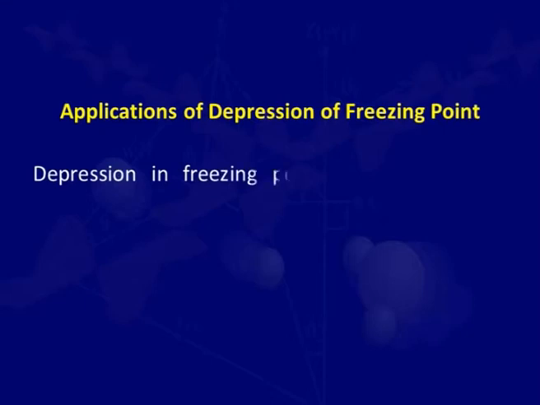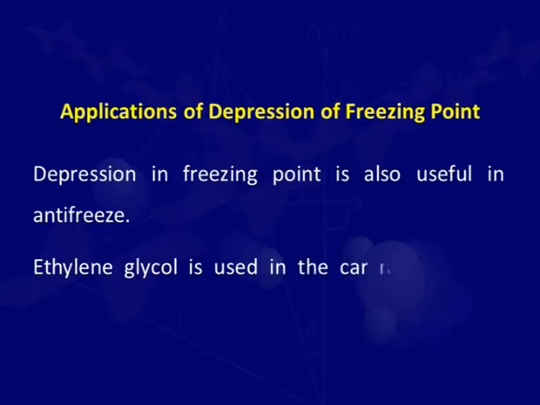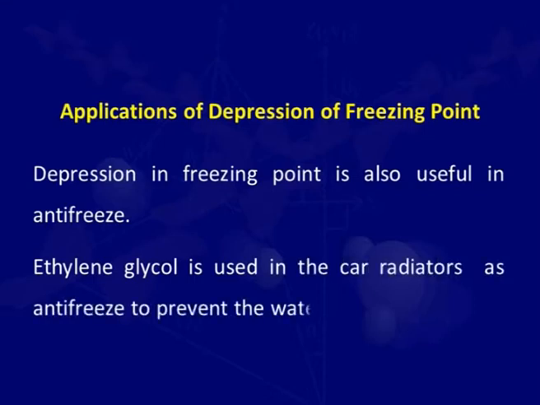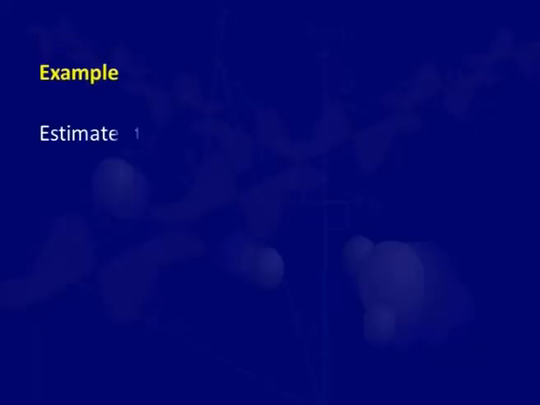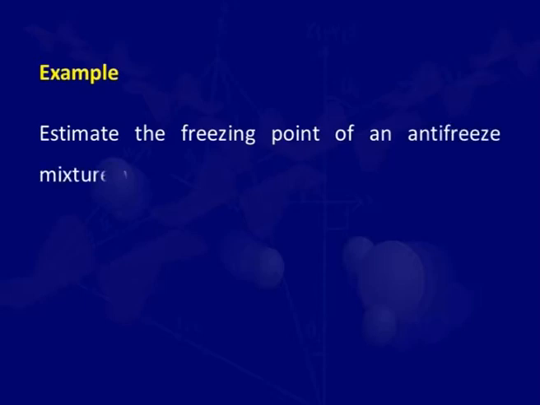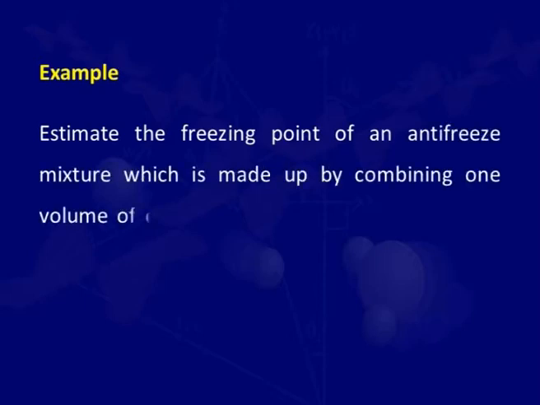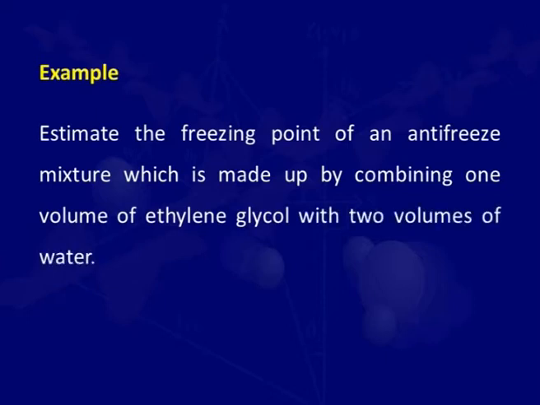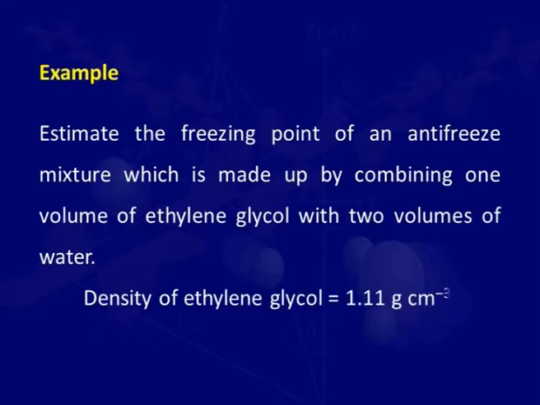Depression in freezing point is also useful in antifreeze. Ethylene glycol is used in the car radiators as antifreeze to prevent the water from freezing. There is an example in which we are using ethylene glycol as an antifreeze. Estimate the freezing point of an antifreeze mixture which is made up by combining 1 volume of ethylene glycol with 2 volumes of water. Density of ethylene glycol is given as 1.11 grams per centimeter cube and molecular mass is also given as 62.